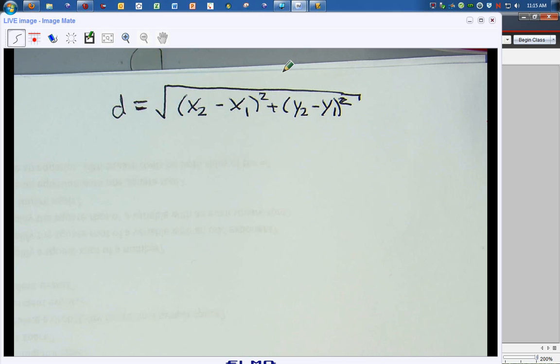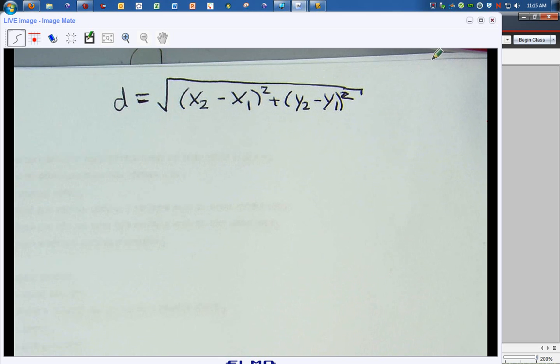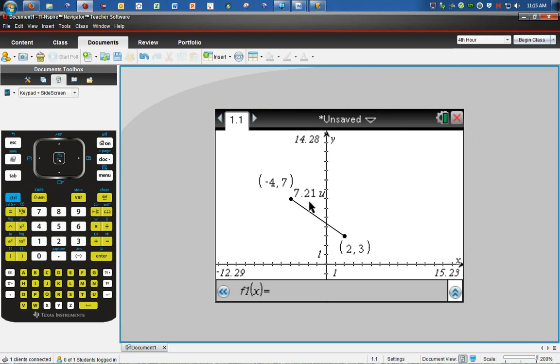Now, remember this equation, because we're going to use this. I am going to minimize this and get back to our equation here. Since our calculator will only deal with expressions and not equations, at least that I know of, we know the distance is 7.21. Let's make sure that that's actually true.